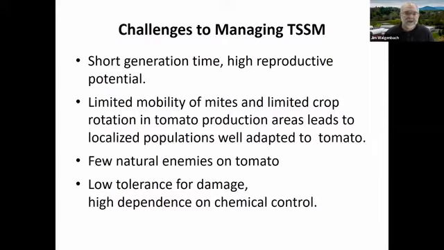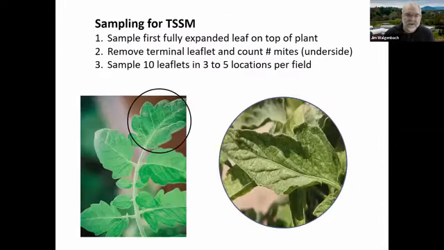Also, there's very few natural enemies on tomatoes. Tomato is a very toxic plant for a lot of insects, even natural enemies. They have some due to the chemistry as well as trichomes on there, which when ruptured emit a sticky substance that is tough for insects to get around. And then they have a very low tolerance for damage. And I'll illustrate that in this next slide.